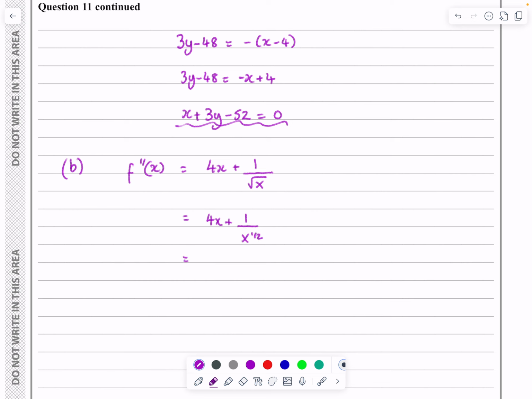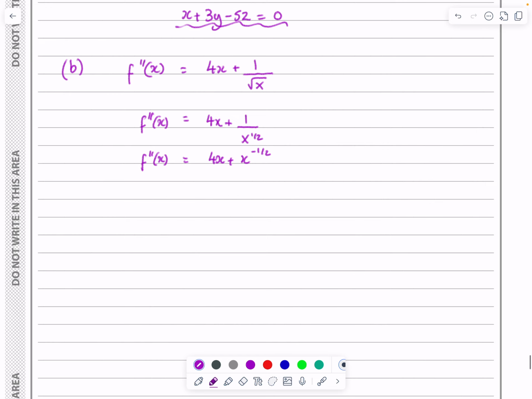So that then becomes 4x plus x to the minus half. So I have not done any integrating yet. Let me make it clear to the examiner. I was just getting f double dash x into a format that I can integrate. So now f dash x is integrating that.